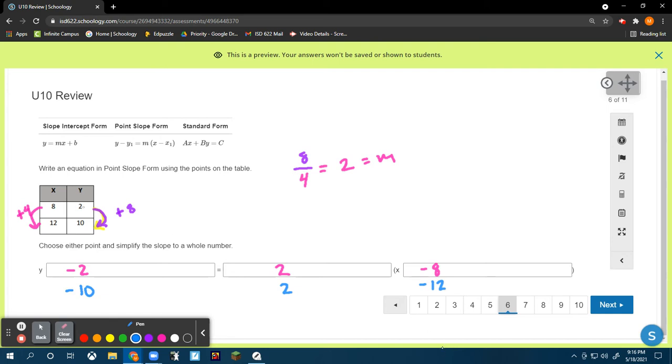Okay, so purple or pink, we use the top point. Blue, we use the bottom point. Notice the slopes are always the same. The only thing changing is the x and y coordinates. And if I were to graph both of these, they would give you the exact same line.